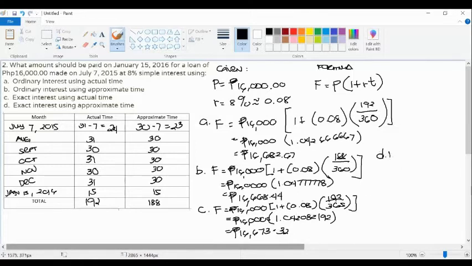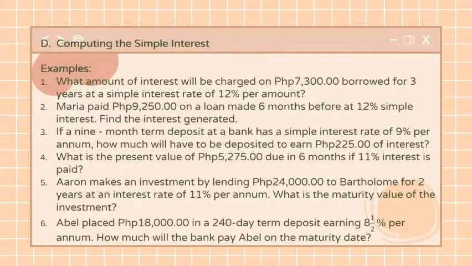so we can have 16,000 multiplied by 1.041205479. That will be 16,659 and 29 cents. For our next topic, under interest, let's try to compute some simple interest problems.